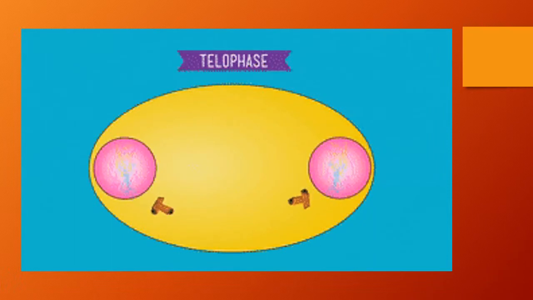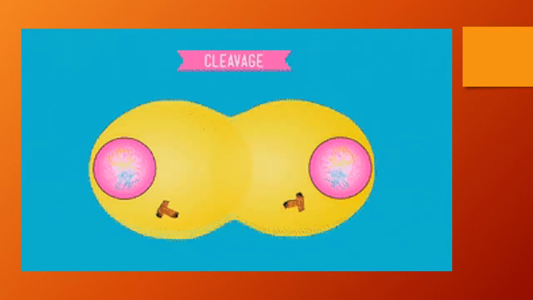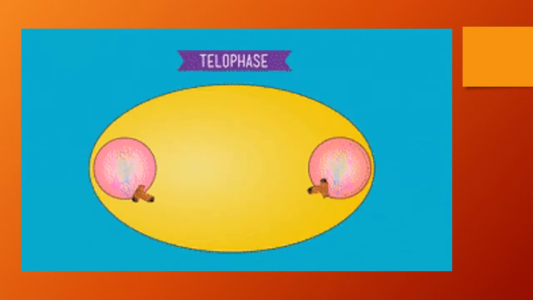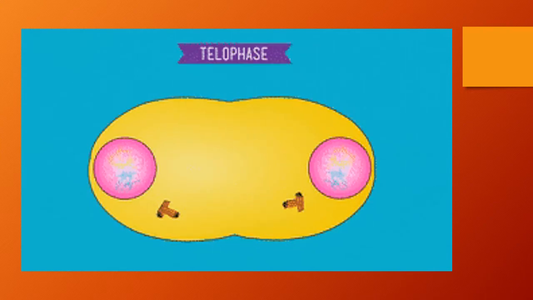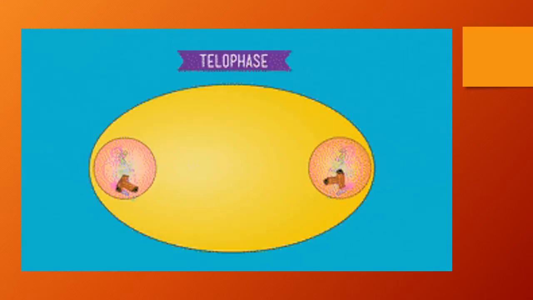The last phase of mitosis is telophase. In this phase, chromosomes begin to disperse into chromatin. The nuclear envelope reforms around each cluster of chromosomes. The spindle begins to break apart, and the nucleolus becomes visible.